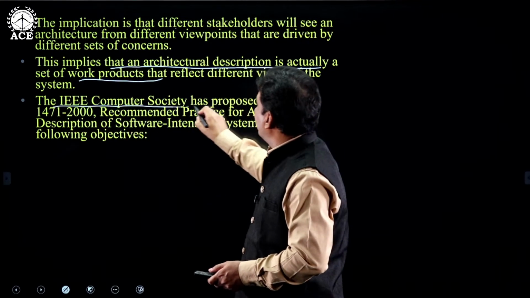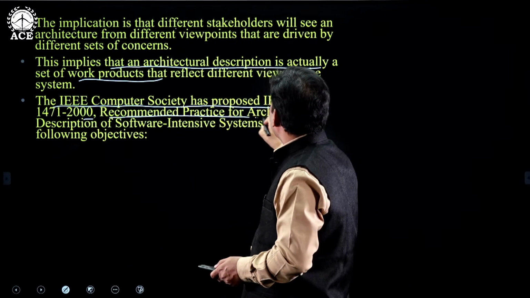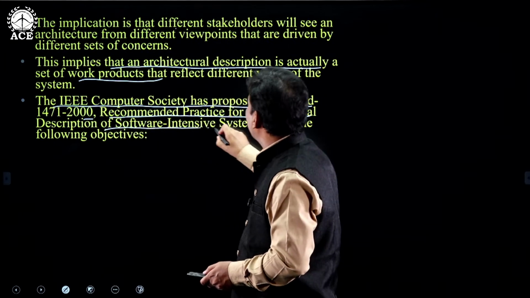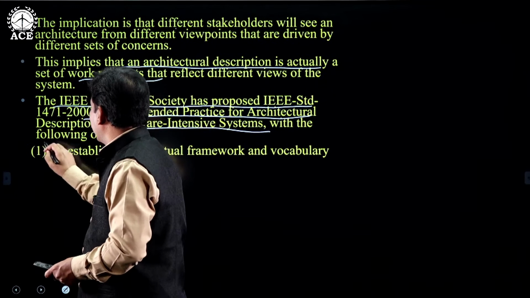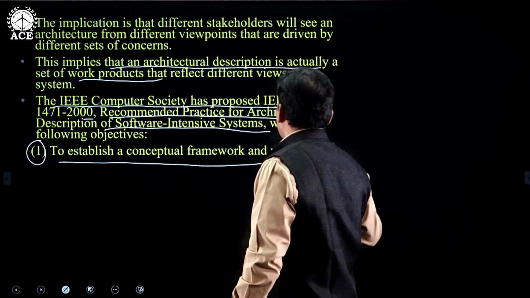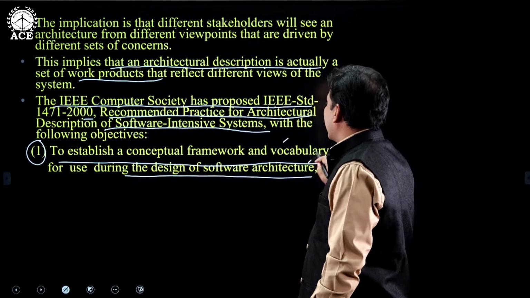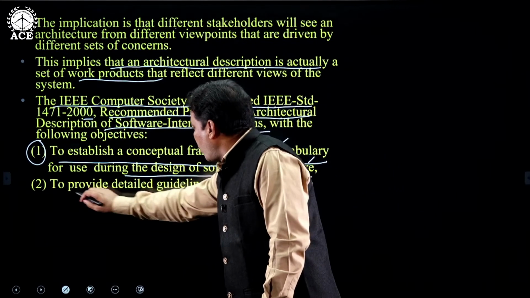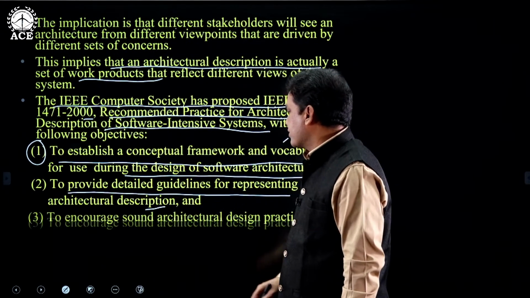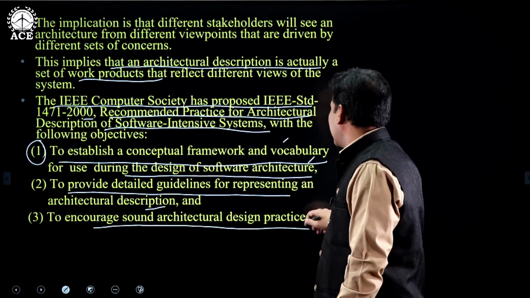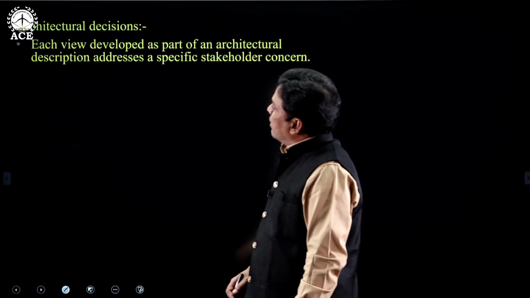So the IEEE Computer Society has proposed IEEE Standard 1471-2000, recommended practice for architectural description of software-intensive systems, with the following objectives. What are those objectives here? First, to establish a conceptual framework and vocabulary for use during design of software architecture, right? And to provide detailed guidelines for representing architectural descriptions, and to encourage sound architectural design practices. This is about IEEE standards, right?